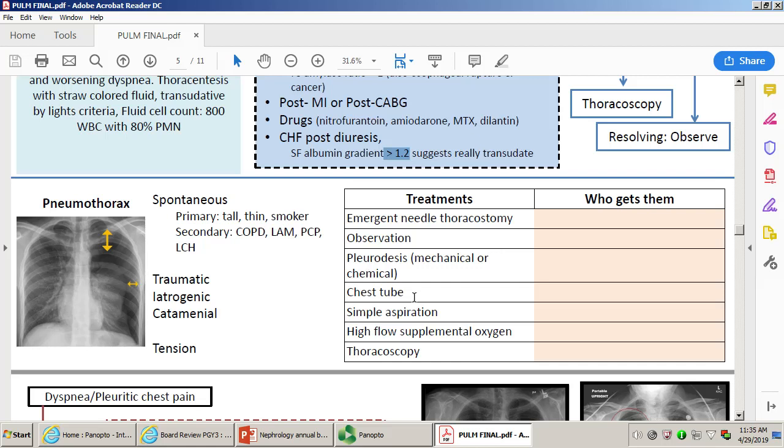Who gets a chest tube? Greater than 3 centimeter secondary pneumos. Who can you just send to radiology and they aspirate the air? Sometimes you can do it with primary pneumos, just suck out the air. High flow supplemental oxygen, everyone. High flow for all. And you just have to make sure you talk with nursing staff.